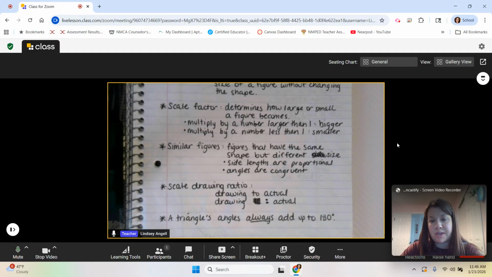Similar figures are figures that have the same shape but different size, but their side lengths are proportional, so you've got to keep that in mind. We had a couple lessons on that, so make sure that you remember that. And then the angles are congruent, meaning the angles don't change. They stay the same from one figure to the next if they are similar.